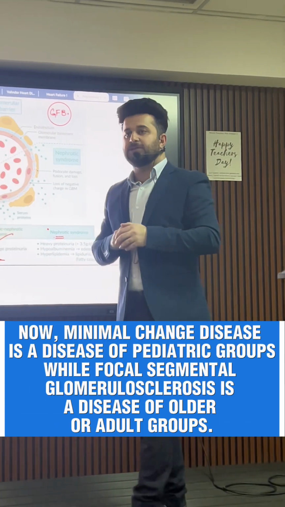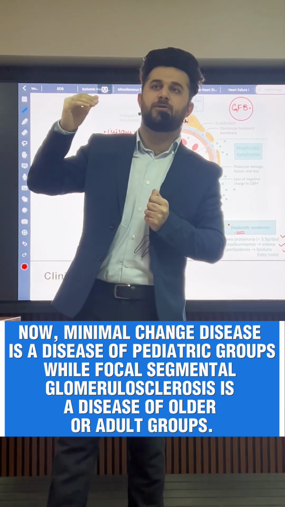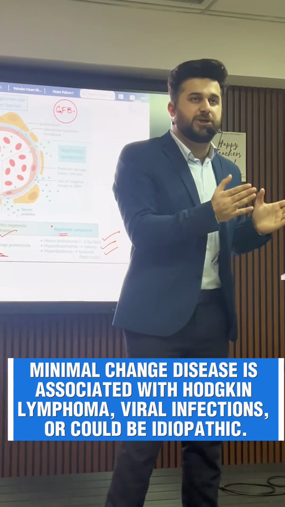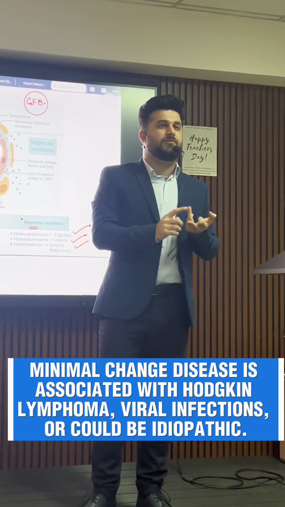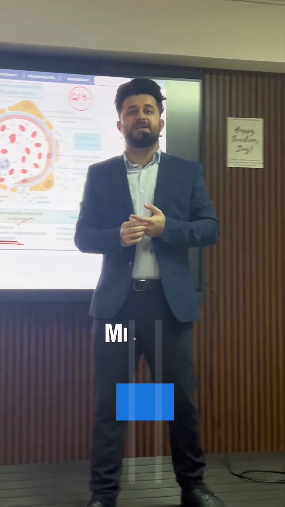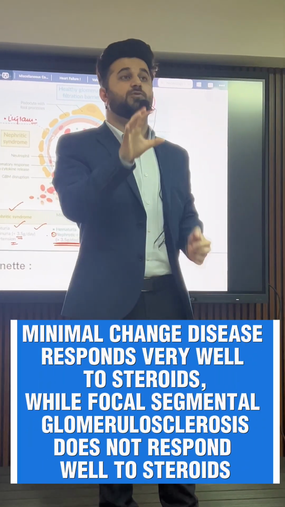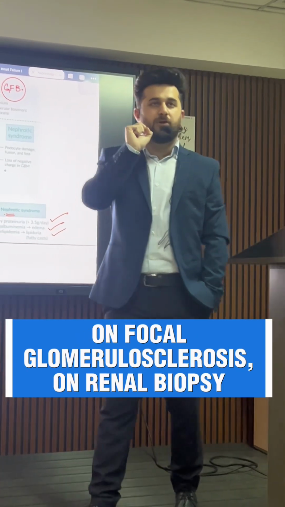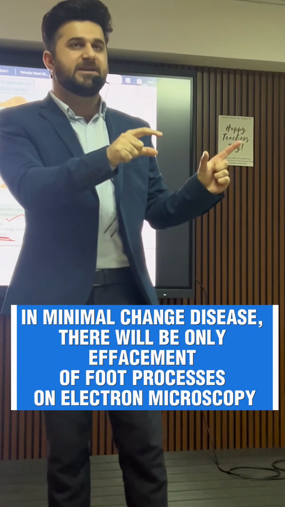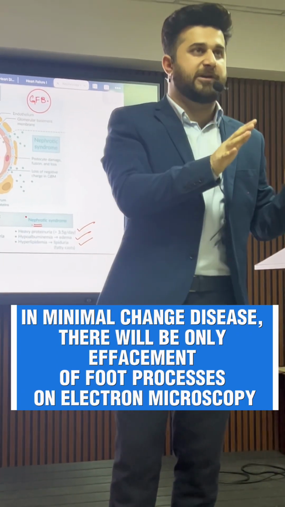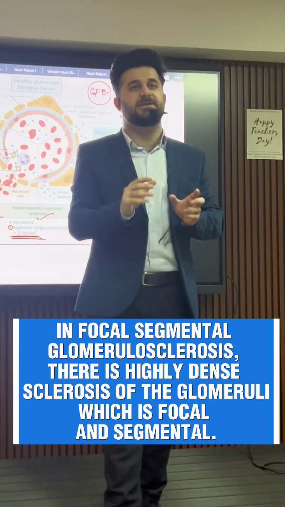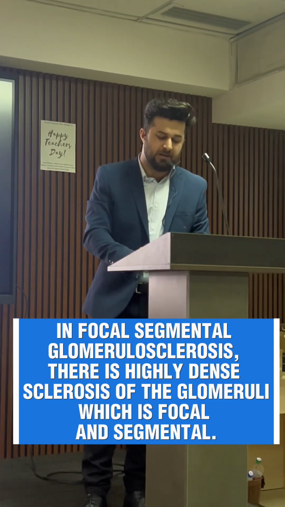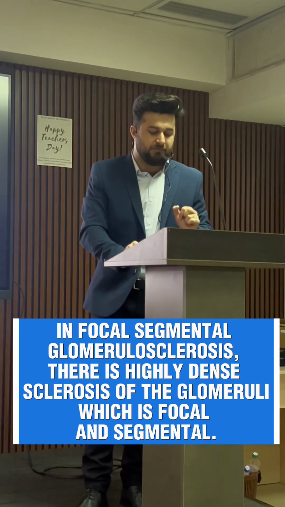Now, minimal change disease is the disease of the pediatric group. Focal segmental glomerulosclerosis is the disease of the older group or adult group. Minimal change disease has its association with Hodgkin lymphoma, with viral infection, or it could be idiopathic. Minimal change disease responds very well to steroids, while focal segmental glomerulosclerosis does not respond well to steroids. Second thing, on renal biopsy in minimal change disease, there will be only effacement of foot processes on electron microscopy. In focal segmental glomerulosclerosis, there is sclerosis of the glomeruli, and that will be focal and segmental.